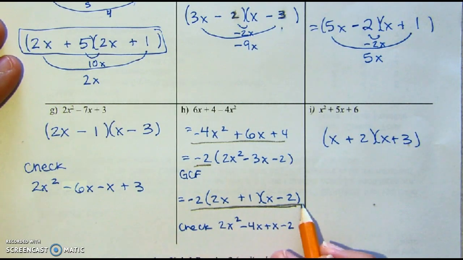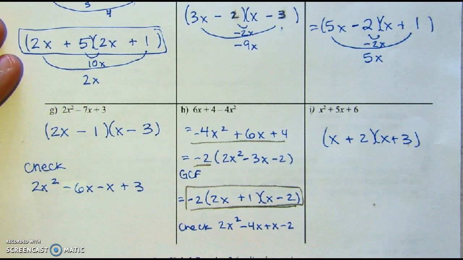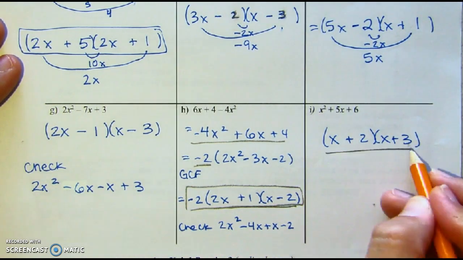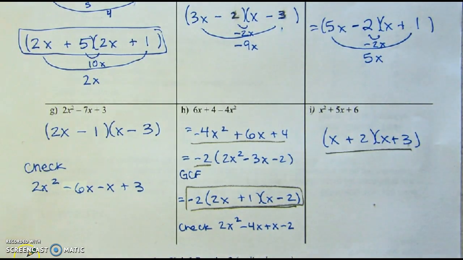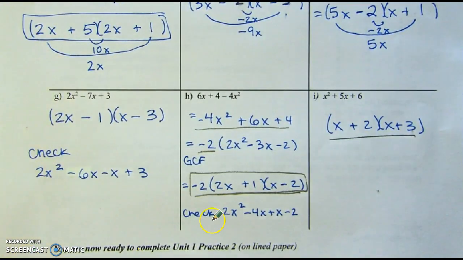So this is the final answer. What do we do with the negative 2? You leave it there. And then this one was like a joke. It was so easy. All right, good luck. You're now ready to do the second practice on lined paper.